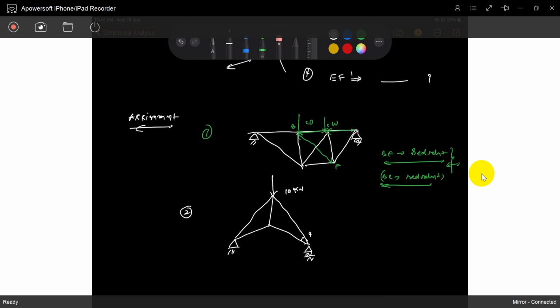This is a determinate structure. I will make this an indeterminate structure. I will give this 3 meters, this also 3 meters, and this 1 meter. Now we can calculate the angle easily.